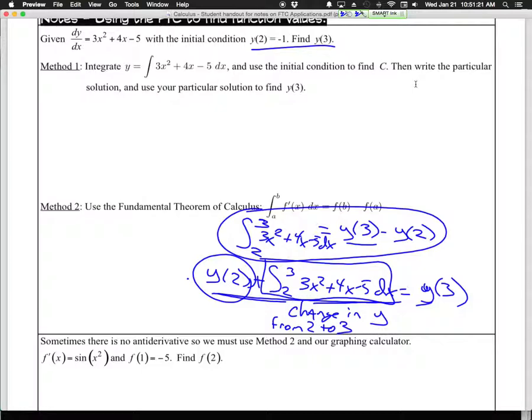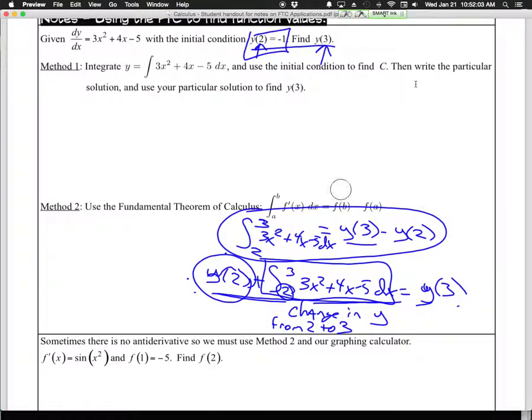Now I want you to notice our limits. What limit is on the bottom? I know, but what is 2 in this problem? How do I know which limit comes first? Is what I'm asking. Whichever x value goes with the y value you've got. So since they gave me this, that means this right here has to be my lower limit. And whatever I'm looking for, that x value has to be my upper limit. So we have our starting y value plus the integral from our lower limit to the upper limit.